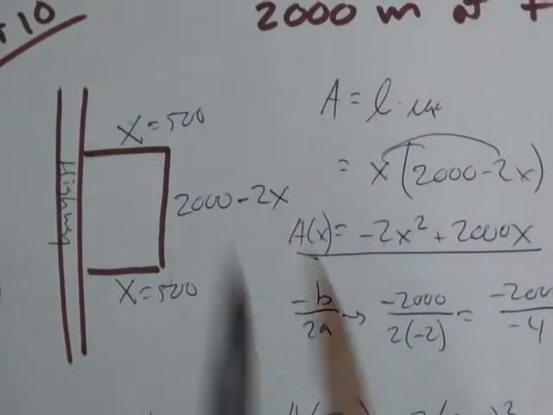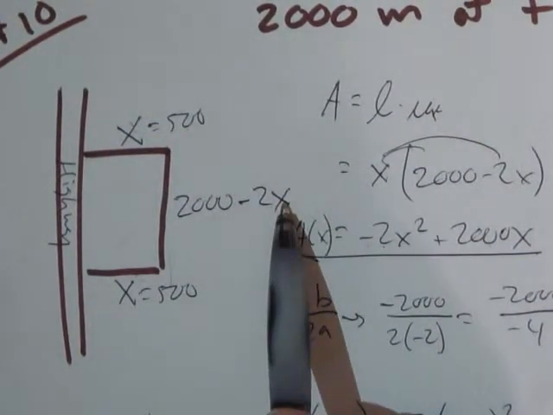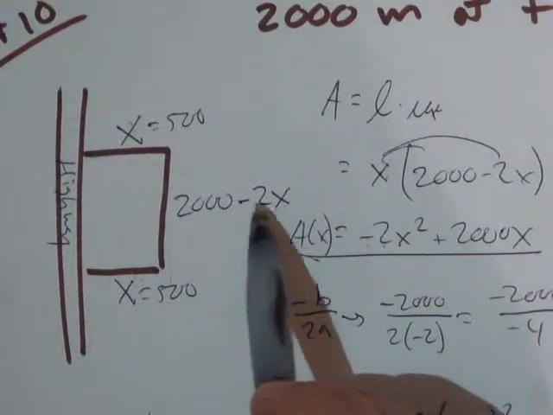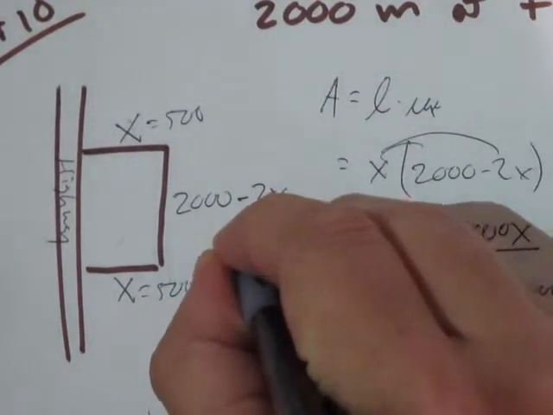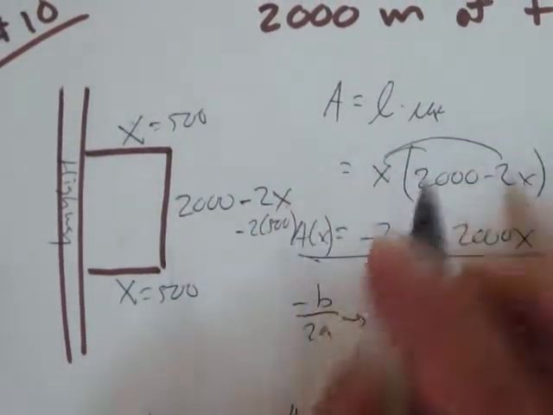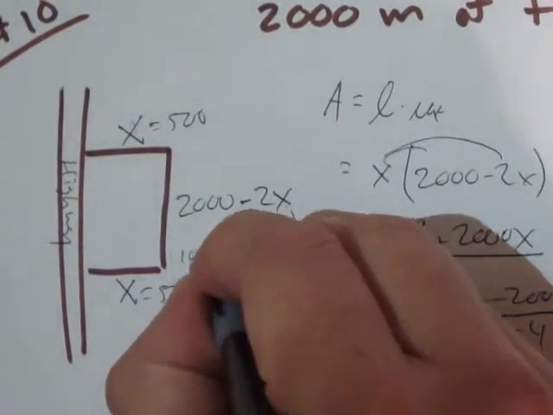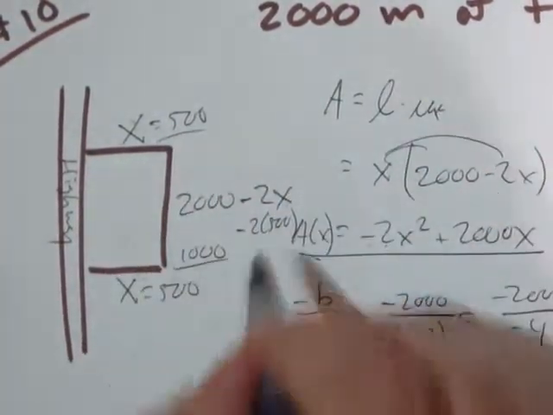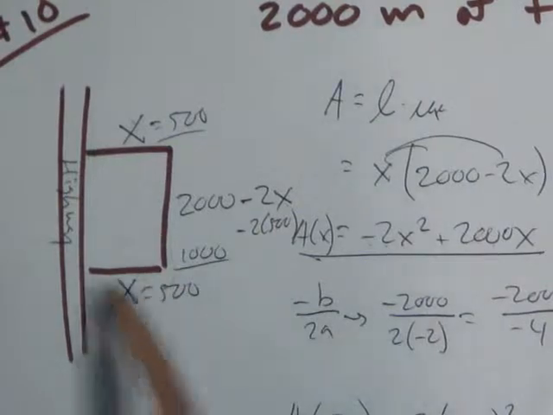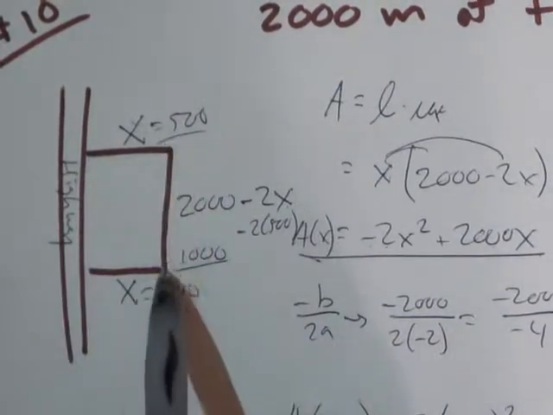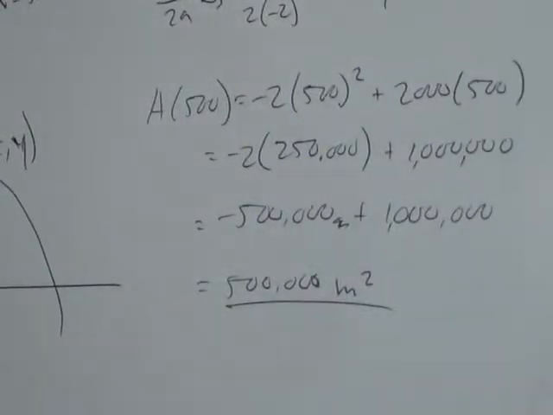All right, and if we want to find the dimensions of it, we can say that's 500, and we can plug 500 in here, and so it would be what? It would be 2,000 minus 2 times 500. That's 1,000, so it would be 1,000. So it would be 500 by 1,000. So the way to make this, if this is 500 by 1,000, that will maximize the area, and we'll have an area of 500,000 square meters.